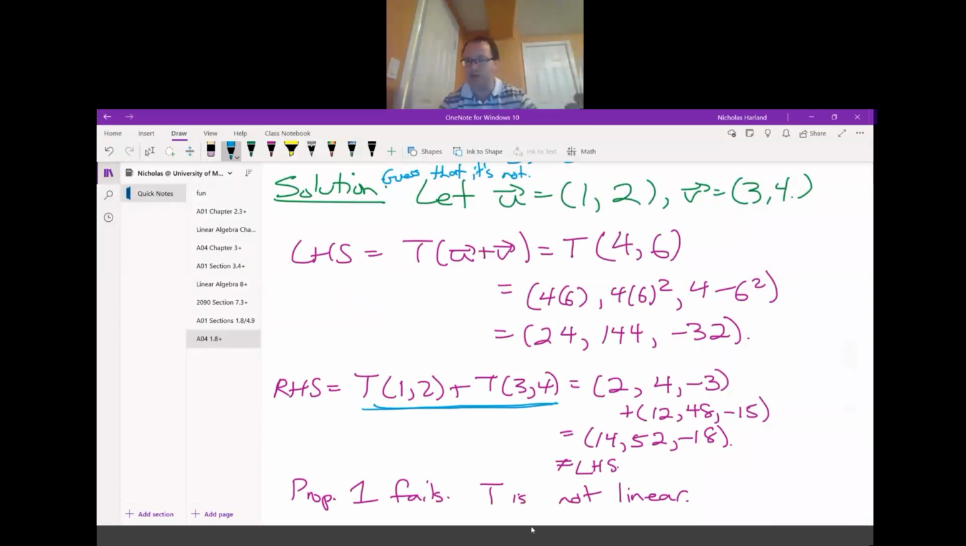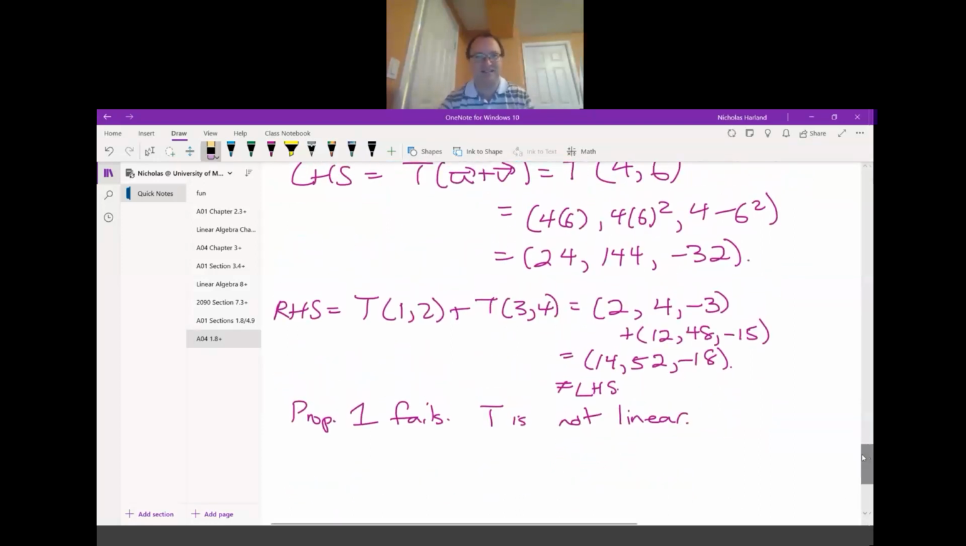Then, just like we did with T of 1, 3 earlier, we plugged x equals 1, y equals 2 into the transformation. Did the same thing for 3, 4. And that's where these ones came from, unless I made an arithmetic mistake. And then we added them together. So as you can probably guess, trying to show it's not linear is going to be a little bit nicer than showing that it is.